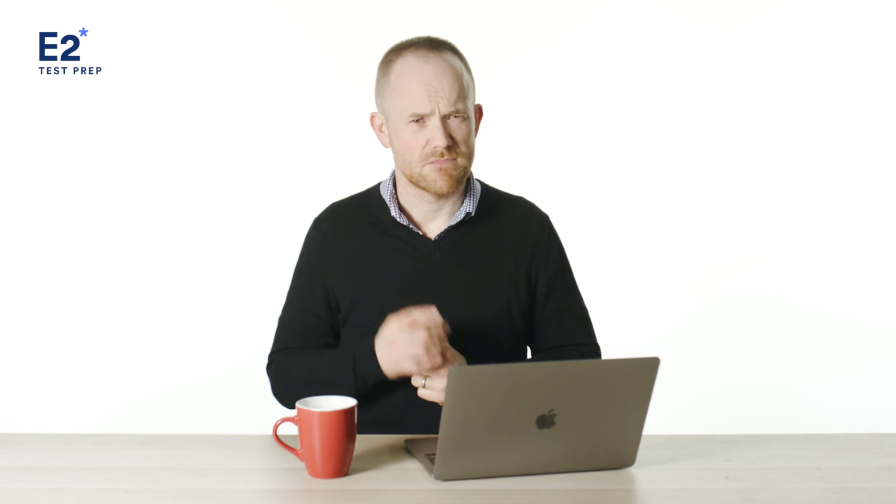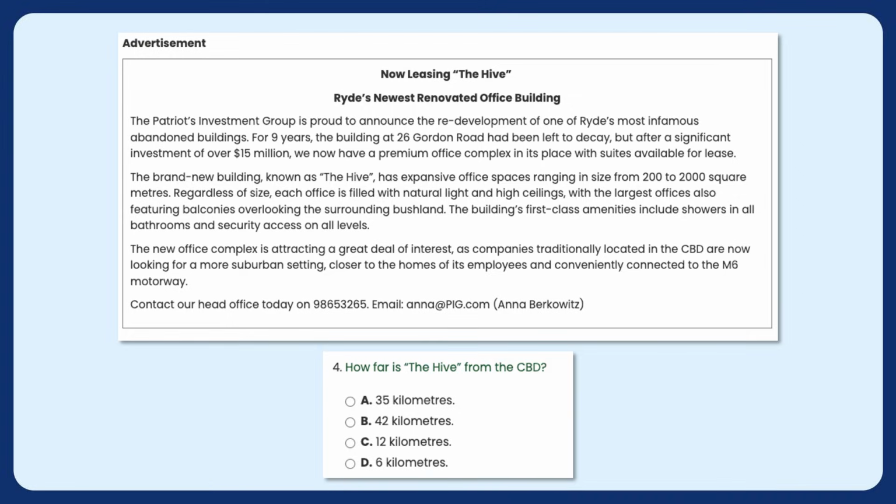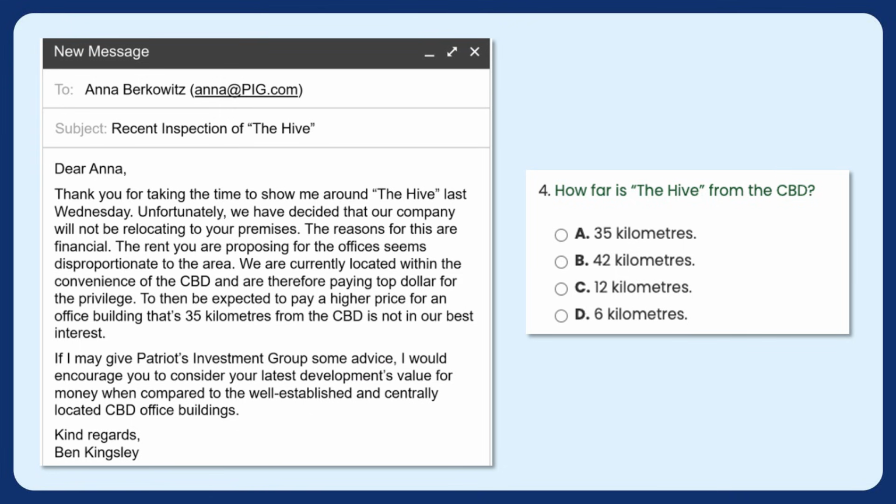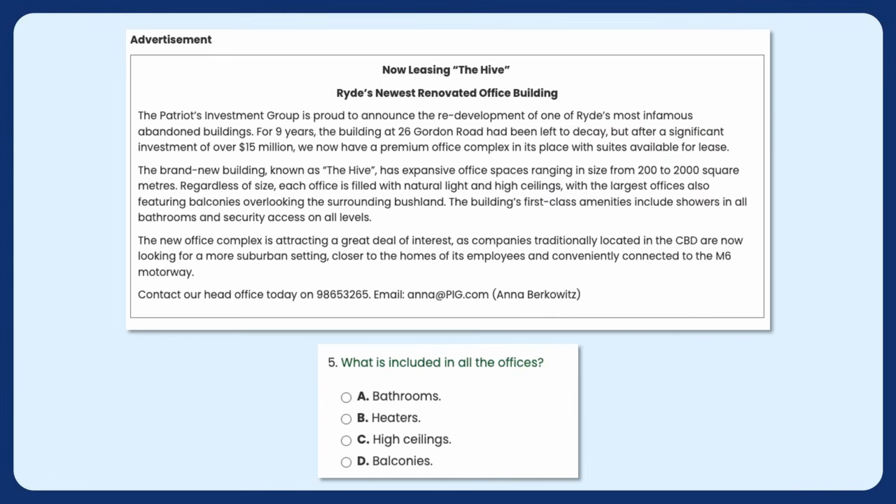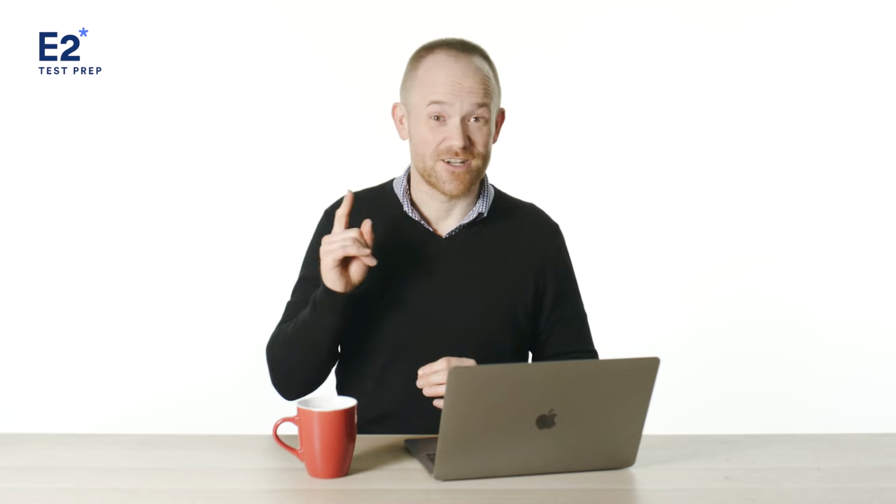How'd you go? Let's have a look. So for question 4, I needed a bit more time. I quickly scanned the first text, but the answer isn't there. So I looked at text 2. 35 kilometers. For the final question, the answer is high ceilings, right here. Keep in mind that there may be heaters and bathrooms in the office, but they didn't mention it in the text. So that's it. You're done.